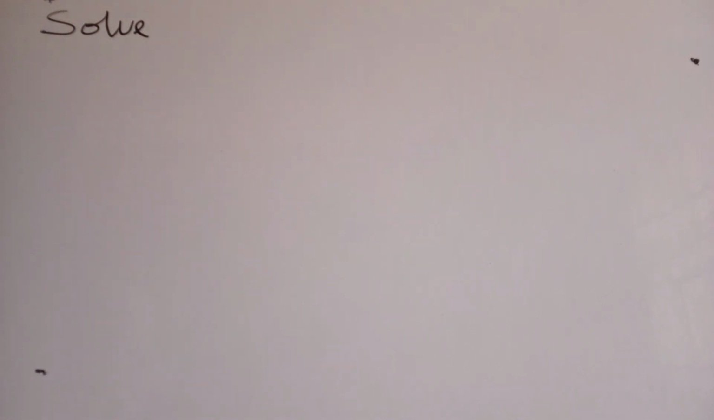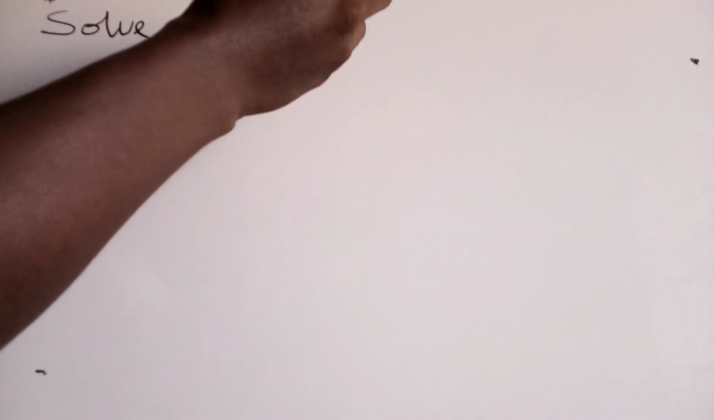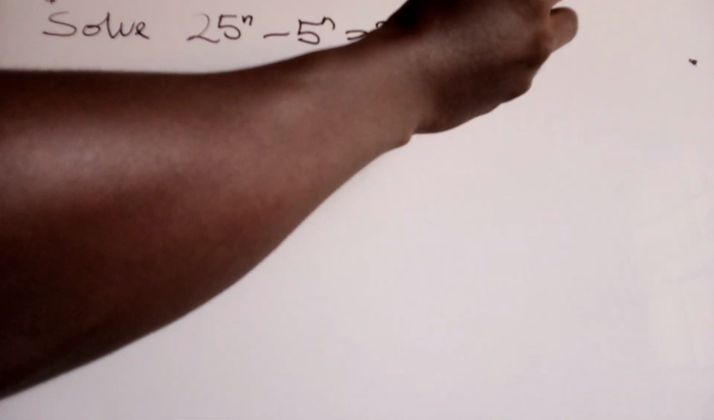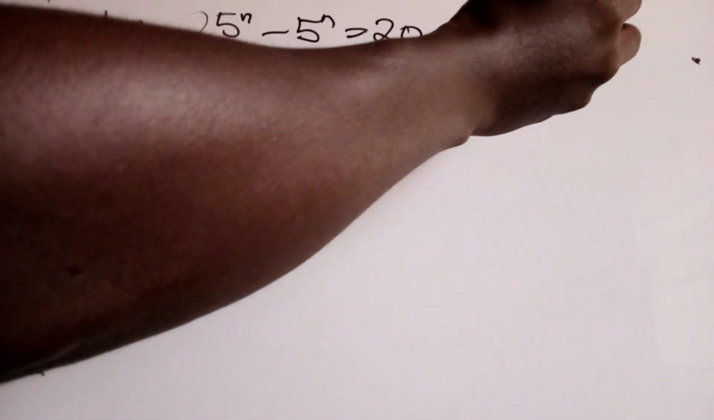Today we'll be looking at a problem under exponential equation, which will later lead us to a quadratic equation. The question says solve 225 raised to power n minus 5n equals 20. So find n.